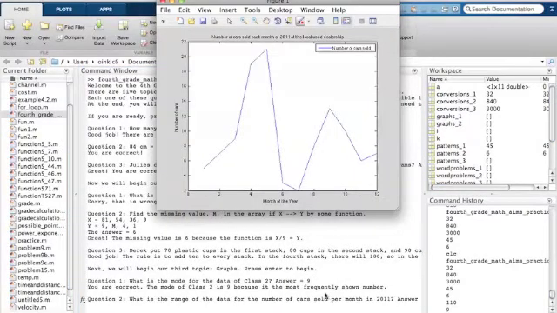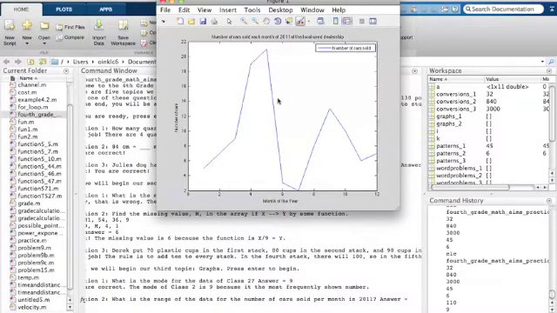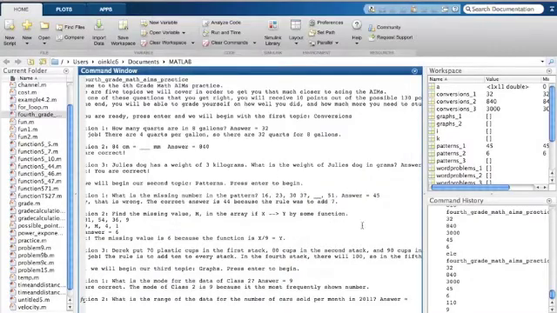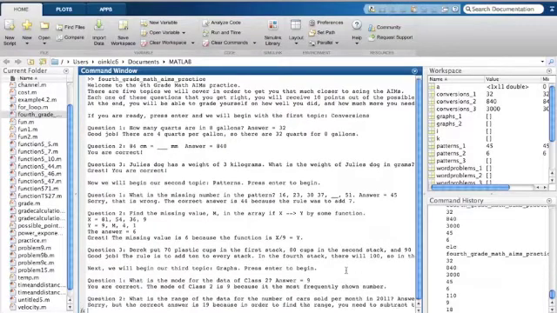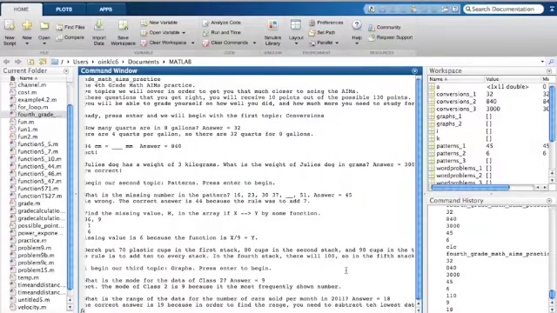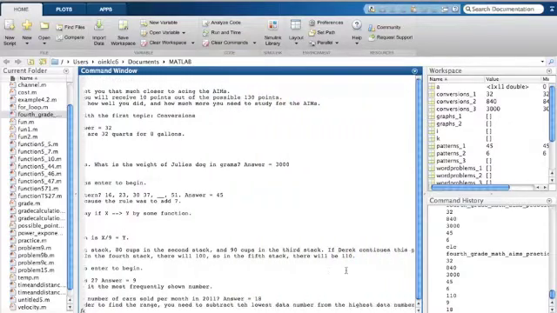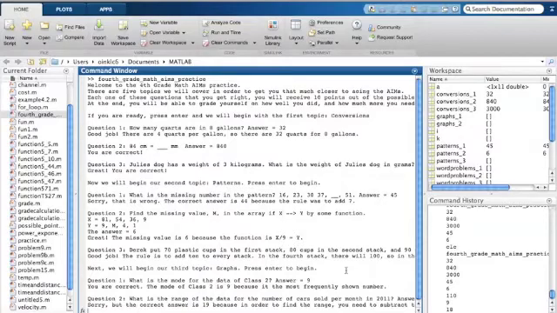So then we go to the next question. And it says, what is the range of the data for the number of cars sold per month in 2011? In order to find range, we have to do the highest number minus the lowest number. And that should be 21 and 2. So 21 minus 2 is 19. So let's say we didn't know that and we put in 18. The wrong answer. And it says, sorry that we got it wrong, and we need to subtract the lowest data number from the highest in order to get our answer.